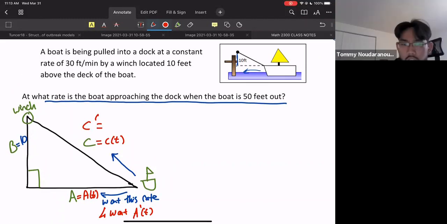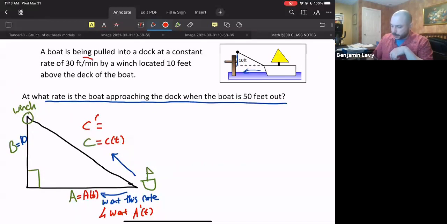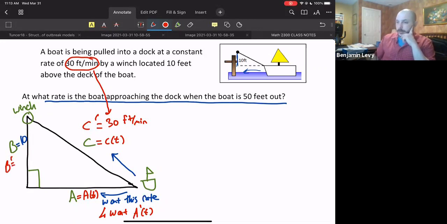Anyone? Is it 30 feet per minute? Yeah, right. So the winch is pulling 30 feet per minute. So that's telling us that this is the 30 feet per minute. What's B prime? So we want to find A prime. We're told C prime. That's the winch part.